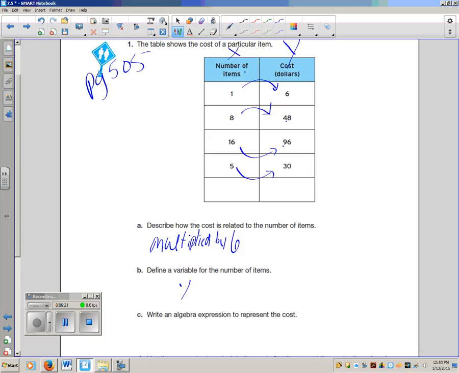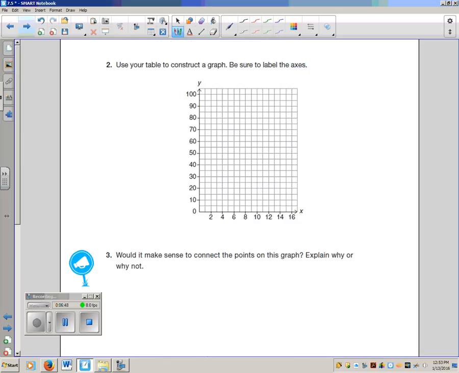I always like X. X equals number of items. Write an algebraic expression to represent the cost. We need our variable. We said that's going to be X. We are multiplying that times 6. 6X equals cost. That's it. That's all we got to do. On the next page, then we take our answers and we graph it.